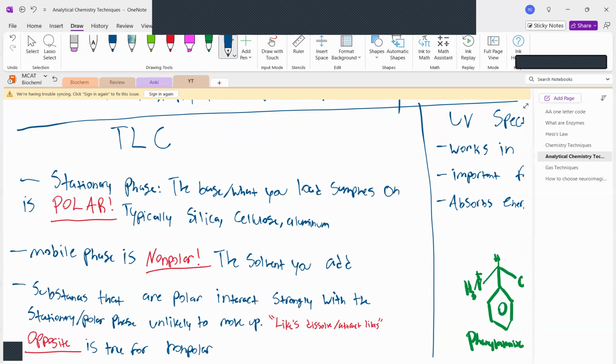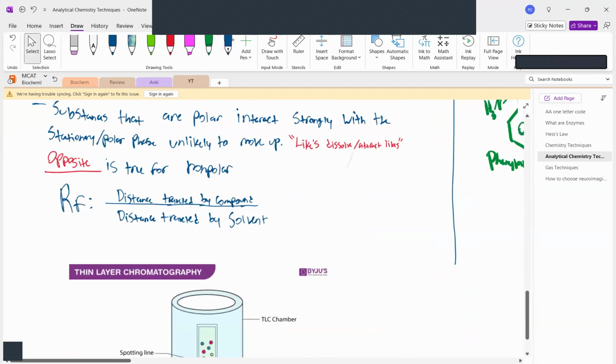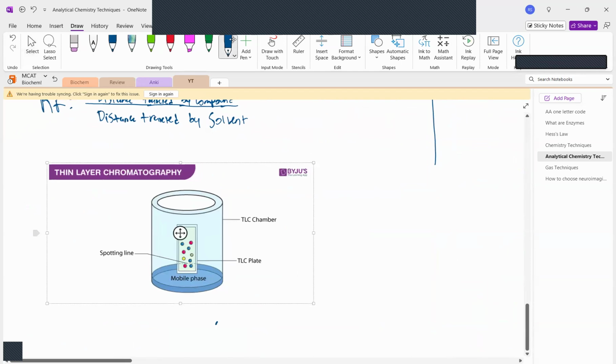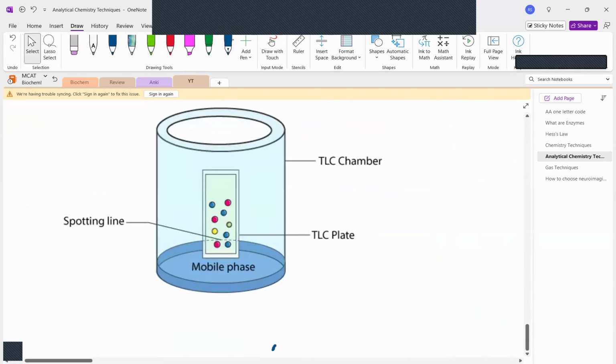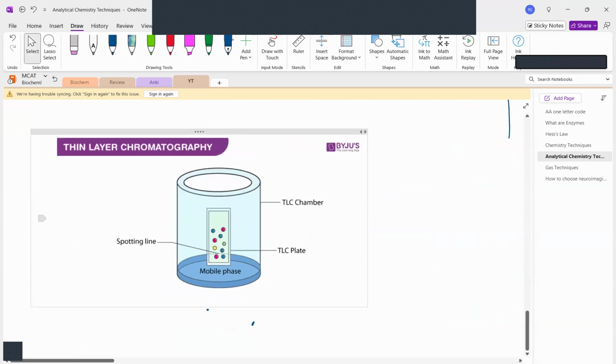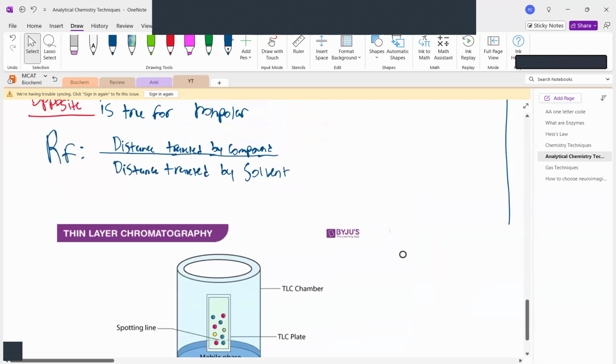So it's typically going to be silica, cellulose, or aluminum. If you've ever done organic chemistry lab, you'll have a little tiny piece of paper, if you will. I took this image off the internet. Then you put in a solvent, and through the power of osmosis, the solvent will just travel upward and bring along what you loaded onto the TLC plate. It'll bring up the substance with it. So that's kind of an example of it.